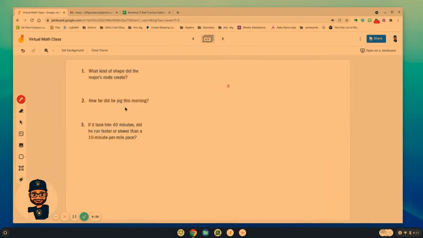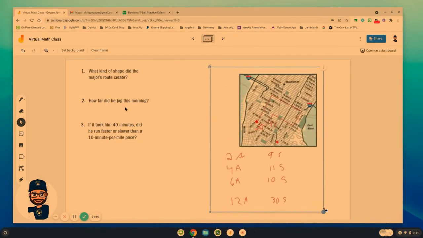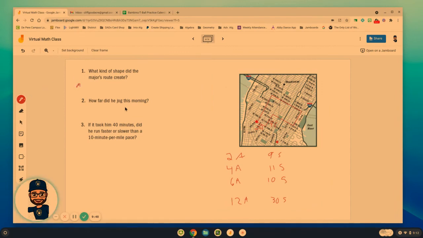Here we go. What kind of shape did his route make? Well, we would call this a non-convex polygon. Remember, non-convex means that 2 points connect outside the shape. Right? This point here to that point, they connect outside the shape.